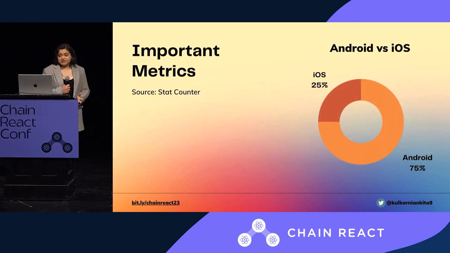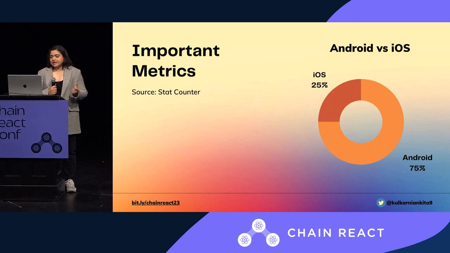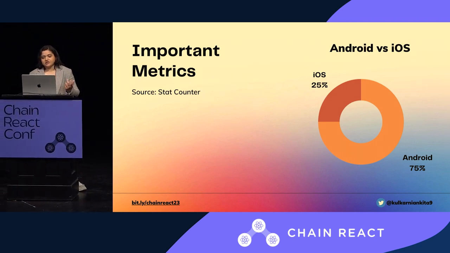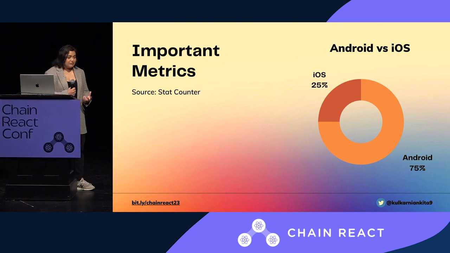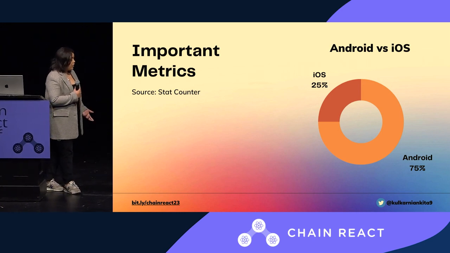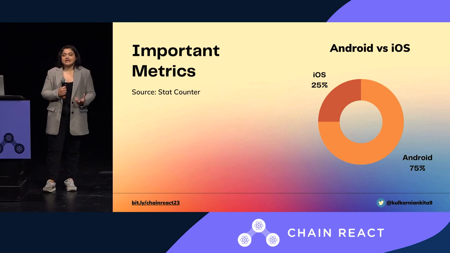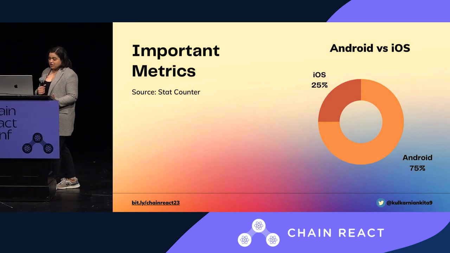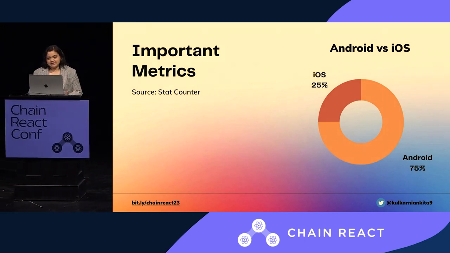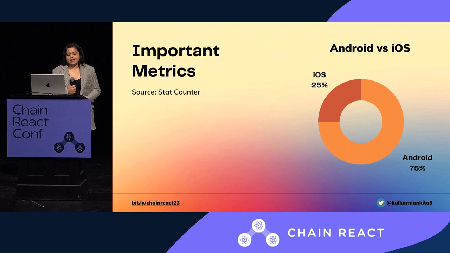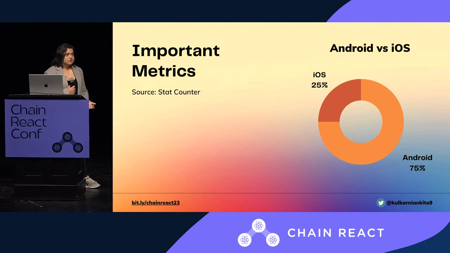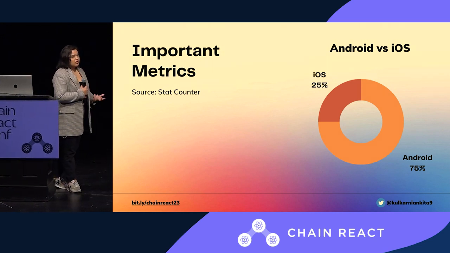So this is an important metric that you want to consider. Recently, this number did drop a little bit, I think to 72% now, but Android has a bigger share in the market that you need to be mindful of. So when you start testing your app performance, you need to test it on an Android device as well. As much as we love iOS, Android is very important. In fact, a lot of performance issues are easily caught on Android.